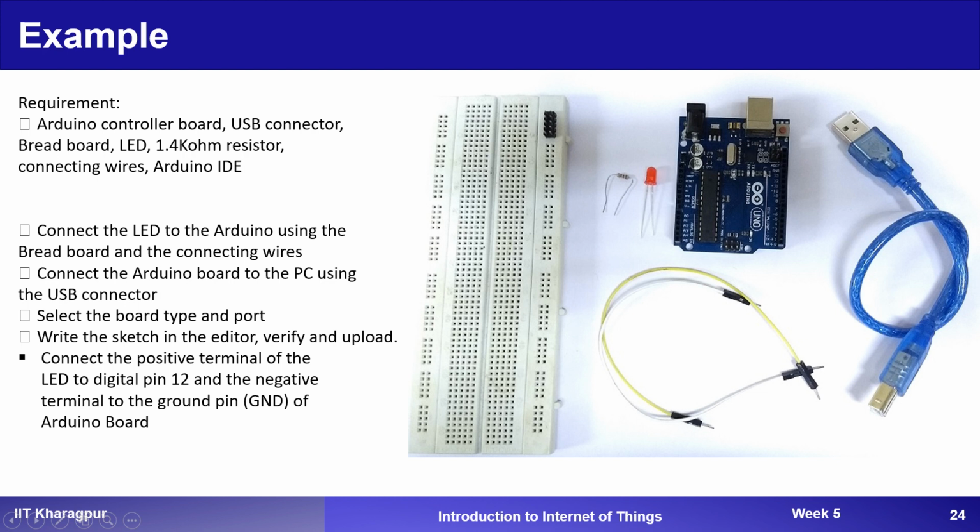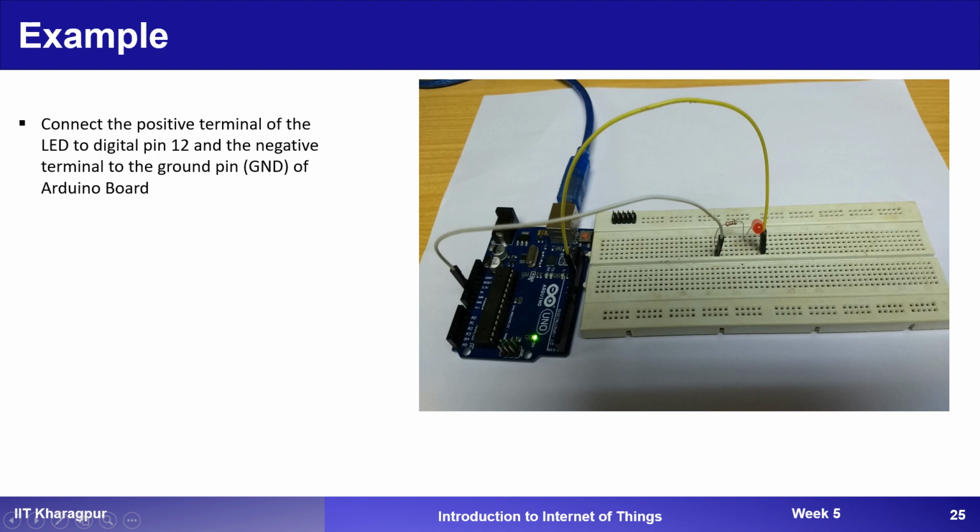For this, connect the positive terminal of your LED to digital pin 12. Here in the example, I am taking 12. You can take any other pin number also. And the negative terminal to the ground pin of your Arduino board. So connect the positive terminal of your LED to digital pin 12 and the negative terminal to the ground pin of the Arduino board, just similar to this figure. Here you can see that this LED is connected, the positive pin is connected to digital pin 12 and the negative is connected to the ground.